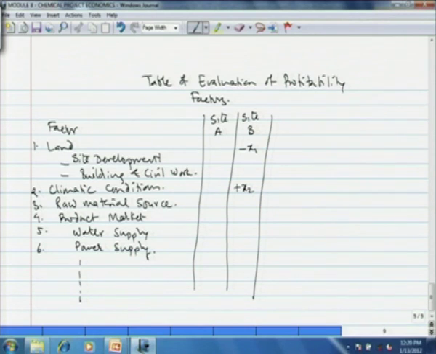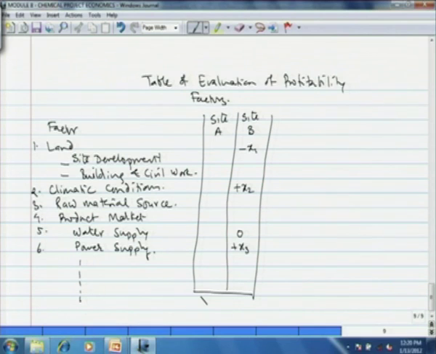Then if it has sufficient water supply, then it could be 0. If it has excessively less power supply than the demand, then we have to set up a plant. So, in this way you list only the differential cost for the different sites as related to the base site.